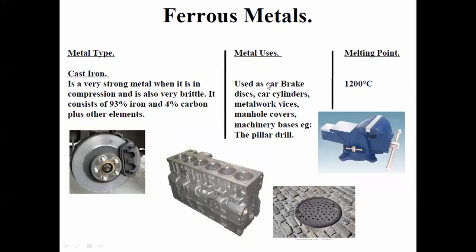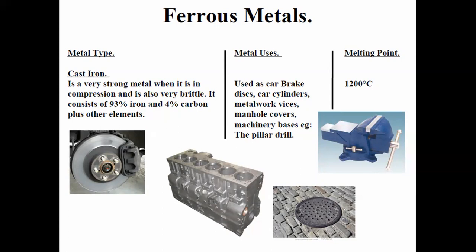So we come to cast iron. Cast iron is pure iron, a very strong metal when it is in compression, and it is also very brittle. Very brittle. Remember when we looked at stress and we looked at compression, we said that brittle materials are very strong when it comes to compression. So an example is cast iron.